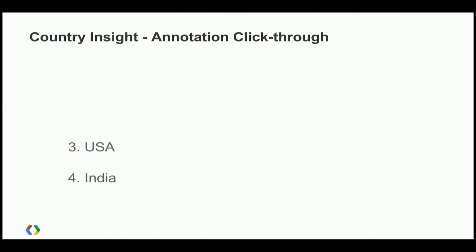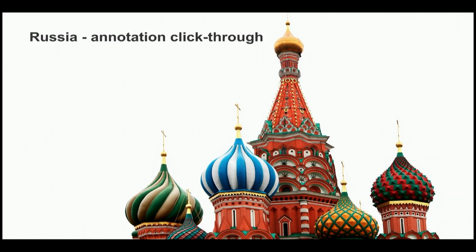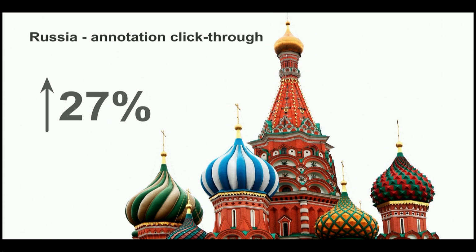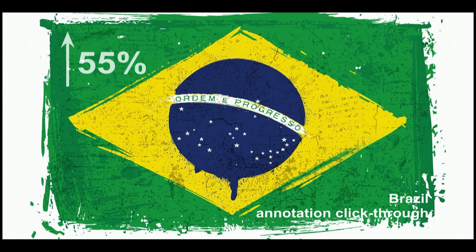Now, what's really interesting about this is actually the video had little annotations on it so you could click through to the documentation. So the next thing I did is I grabbed the order of that, and so third and fourth, the lowest click-through rates were the USA and India, and then Russia was second, and Brazil was first. But what's really interesting is the percentage differences. So Russia actually, they were 27% more likely to click through than USA. So that's kind of interesting. And then Brazil was actually 55% more likely to click through.